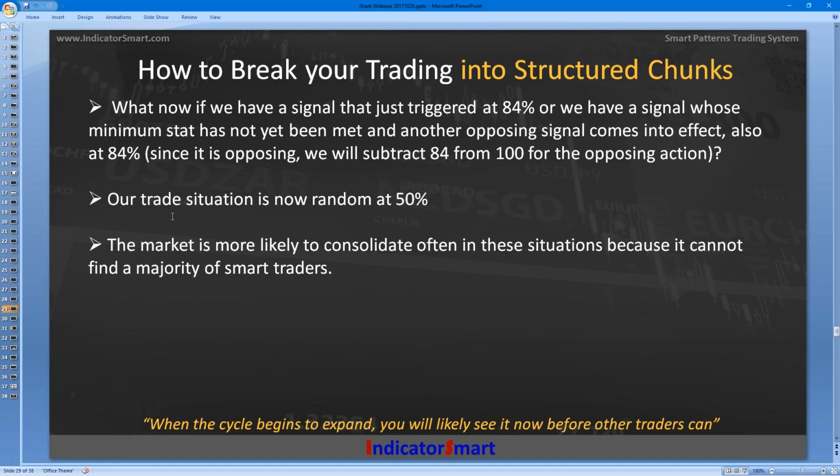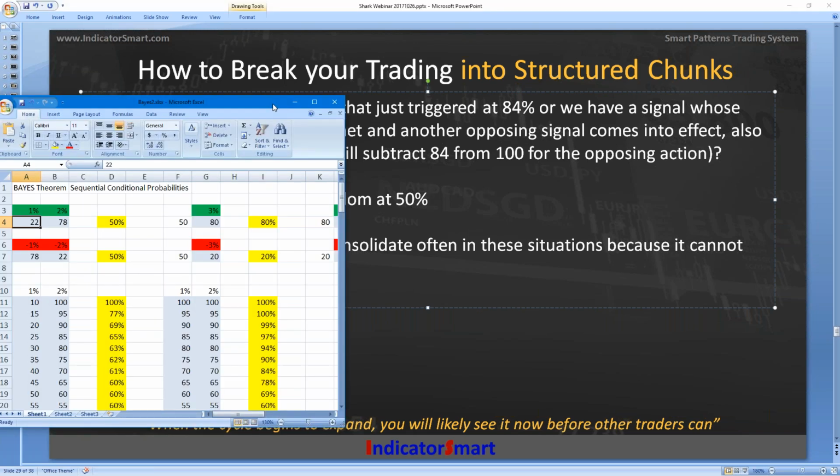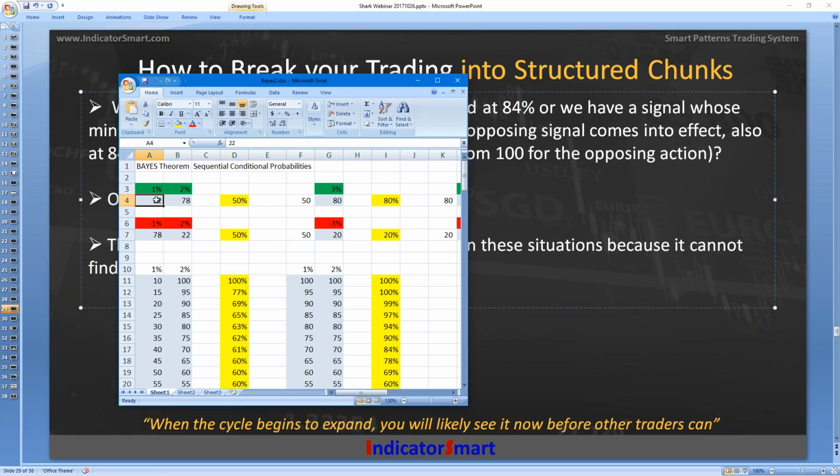So let's look at one more example. What if we have a signal that just triggered at 84? Or we have a signal whose minimum stat has not been met yet, and then an opposing signal comes into effect. Ooh, right? Now I've got something going against each other. Well, I had 84, and then I've got another one that's say 84 opposing the other way. In other words, the market's in consolidation. Once I get the other one and it's going against it, it's only 16% in my favor. It's 100 minus 84, 16%. What do you think is going to happen? Random, right? 50-50.